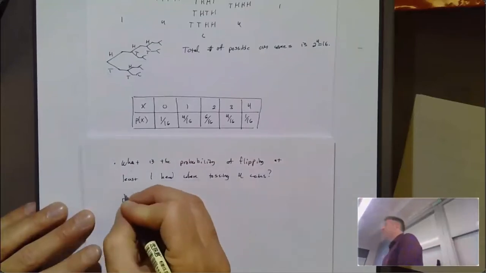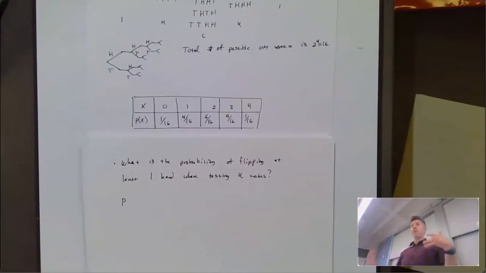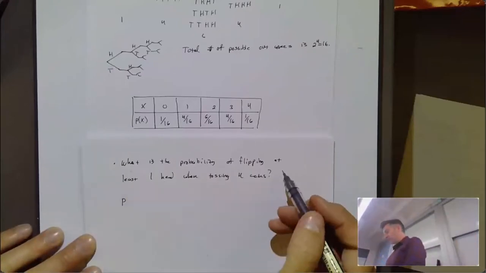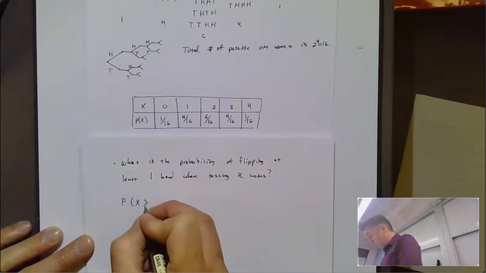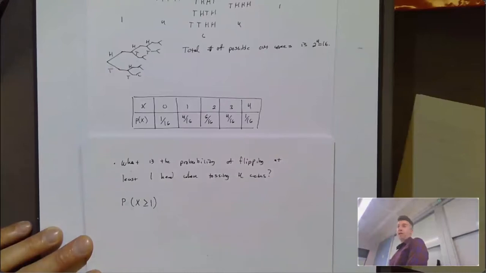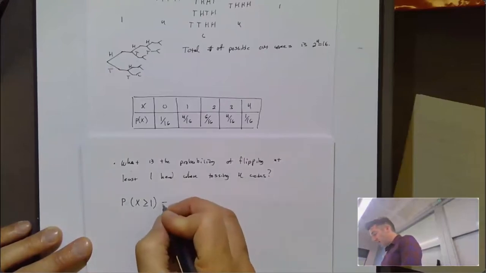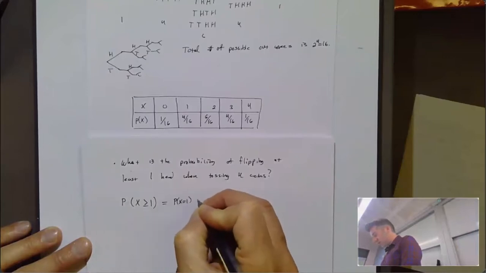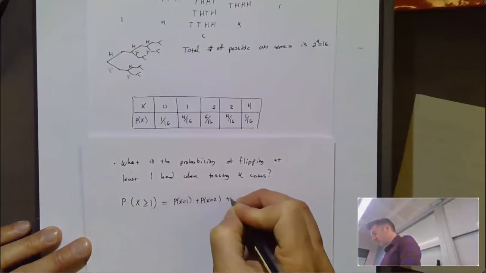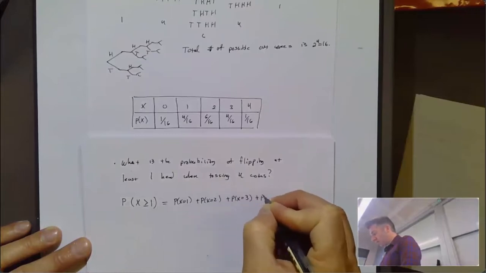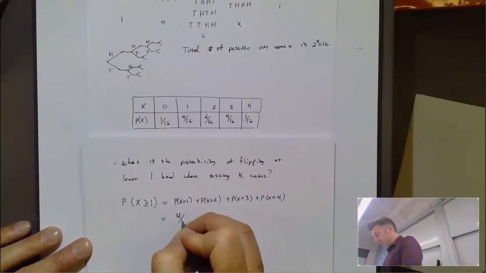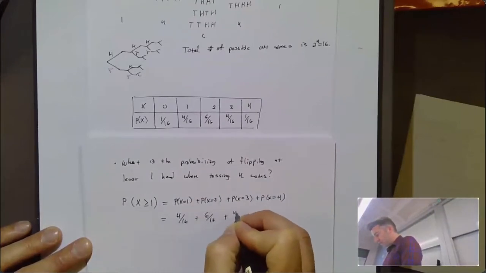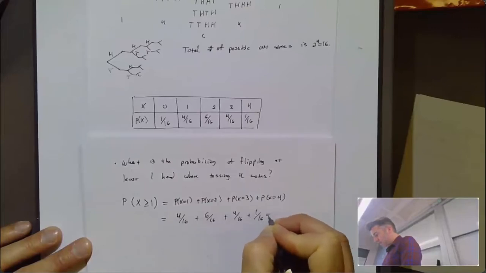It is good to take the question they've asked you and rewrite it in terms of the variables and notation you've used. So the probability of flipping at least one head, I'm going to write as the probability that x, the number of heads, is greater than or equal to 1. That's how I would write it using the notation I have decided on. And that's going to equal the probability that x equals 1 plus the probability that x equals 2 plus the probability that x equals 3 plus the probability that x equals 4. I'm just going to add those up. That's going to be 4/16 plus 6/16 plus 4/16 plus 1/16, which is going to be 15/16.